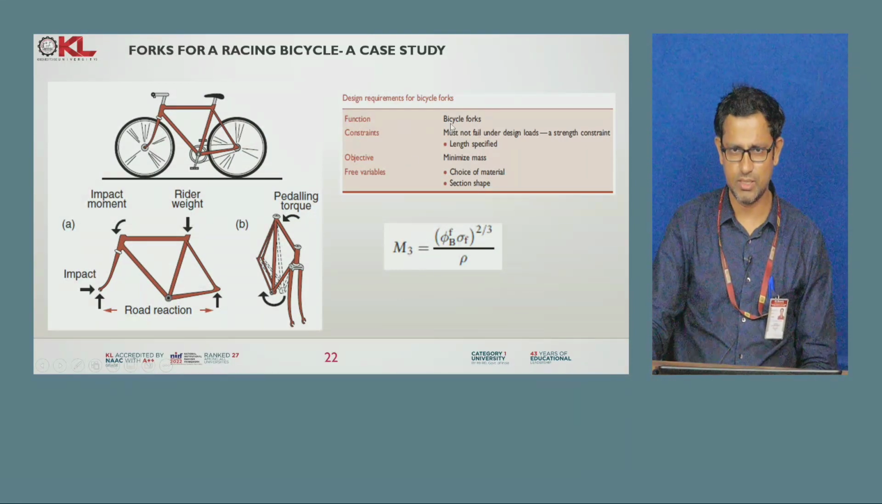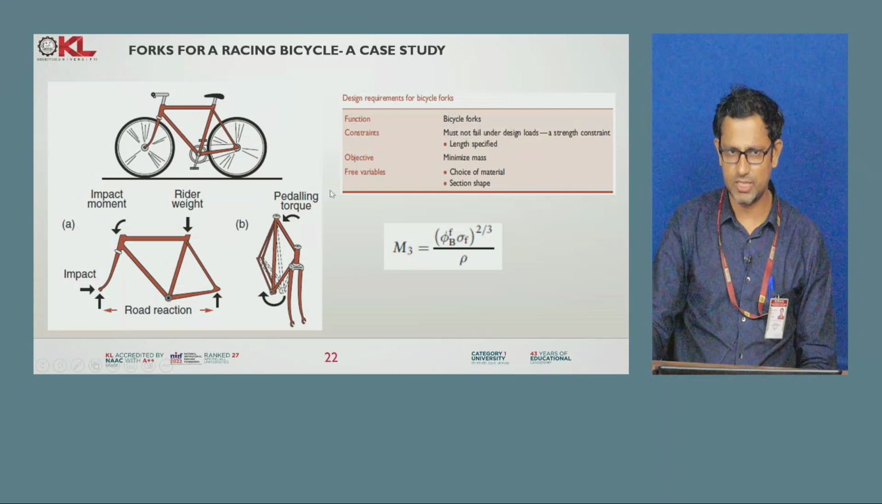The function of the fork is to act as the bicycle fork, and the constraint is that it must not fail under design loads. That means the rider weight, the road reactions and sometimes impact loads will act on this frame. Whenever these kinds of loads are acting, this frame should not bend or fail. So they should withstand the applied design loads. What is the objective of this fork? It should have minimum mass. That is my objective. And what are the free variables? We have the option to vary the choice of material as well as the section shape.